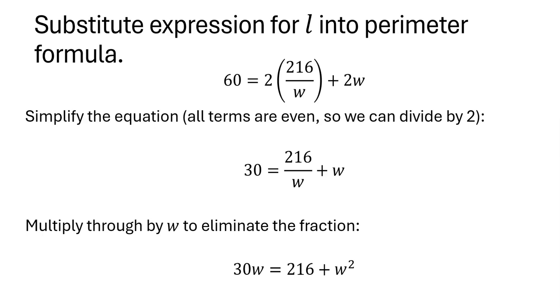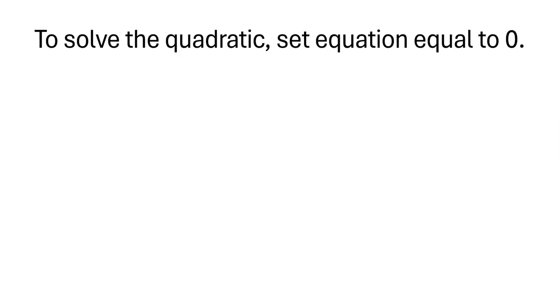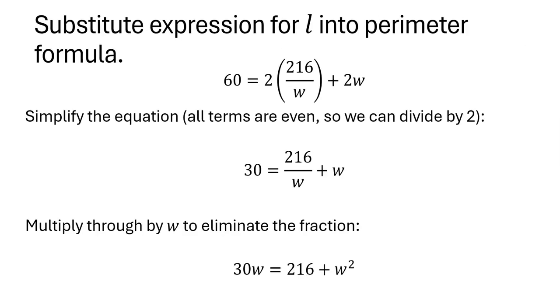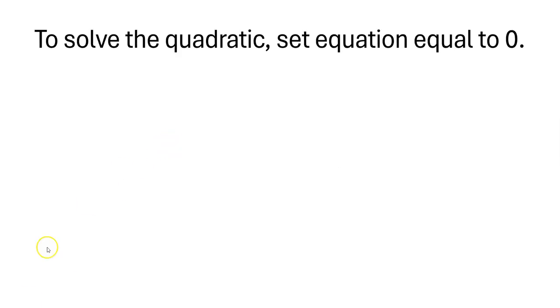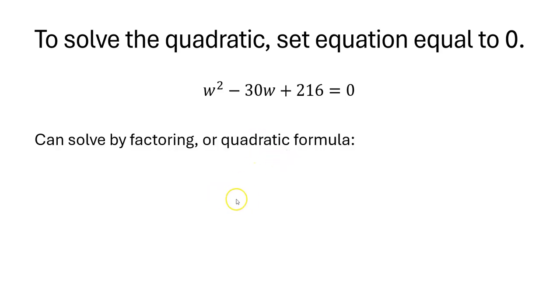So let's go ahead and rearrange that to get the equation set equal to 0. You'll recall, the W squared and 216 are on one side, and 30W is on the other. If we subtract 30W from both sides, that will get it to equal 0. So W squared minus 30W plus 216 equals 0. Now that we are in standard form, equals 0, we could use completing the square, we could factor, we could use the quadratic formula. You can use whichever way of solving quadratics is easiest for you.